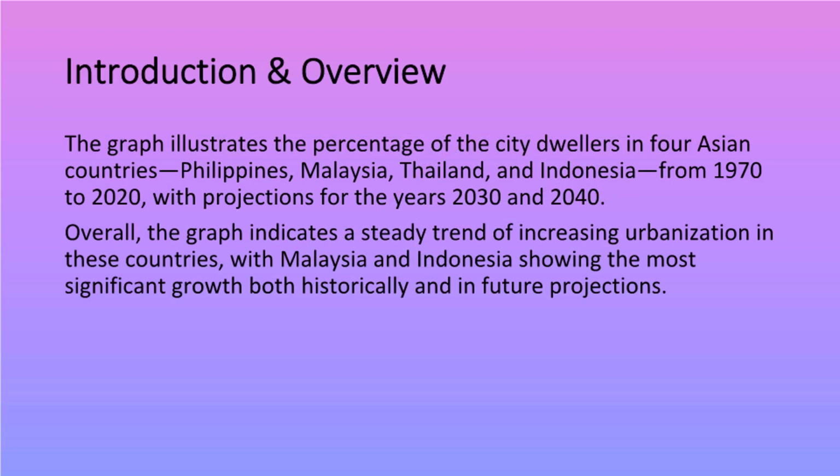The graph illustrates the percentage of city dwellers in 4 Asian countries, Philippines, Malaysia, Thailand, and Indonesia, from 1970 to 2020, with projections for the years 2030 and 2040. Overall, the graph indicates a steady trend of increasing urbanization in these countries, with Malaysia and Indonesia showing the most significant growth both historically and in future projections.